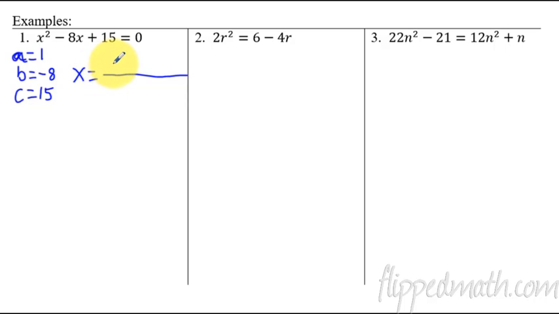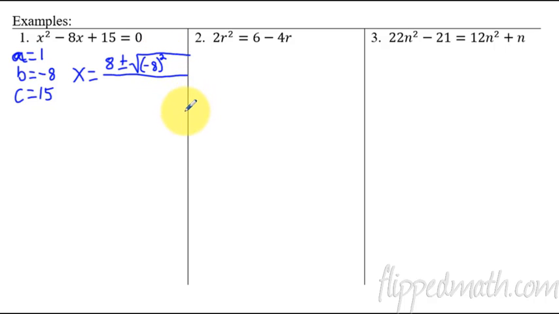So x equals negative b. What is b? B is negative 8. So that just means the opposite of b. So we're going to put an 8. So x equals negative b plus or minus the square root. And now I say b squared. So I'm going to put in negative 8 squared.